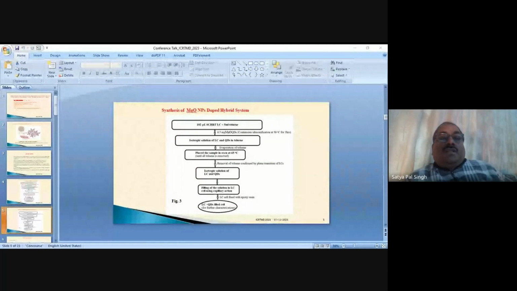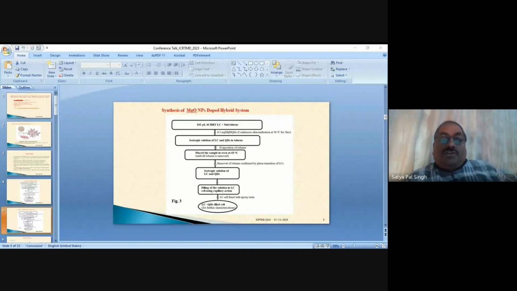So next thing, once we prepare the MgO nanoparticle, then we have to mix it in LC. We take 6CSBT liquid crystal, 5 milliliter of toluene, and then 0.5 mg of MgO nanoparticle. Continuous ultrasonication is done at 50 degrees centigrade for 3 hours. We get an isotropic solution of LC and quantum dot in presence of toluene, and then we use evaporation.